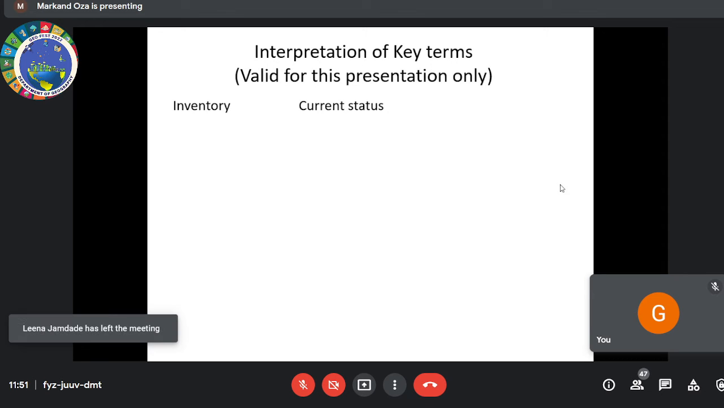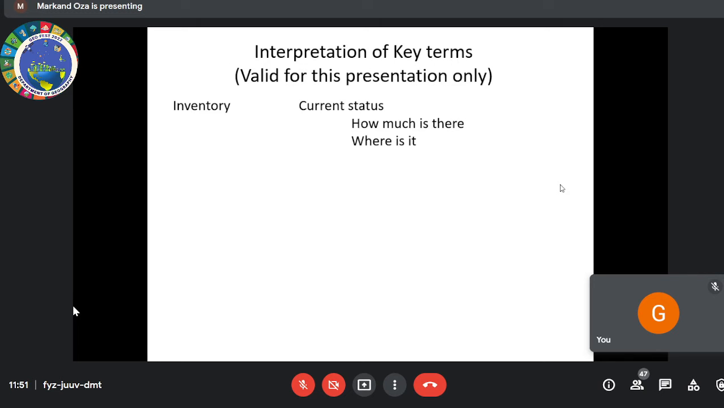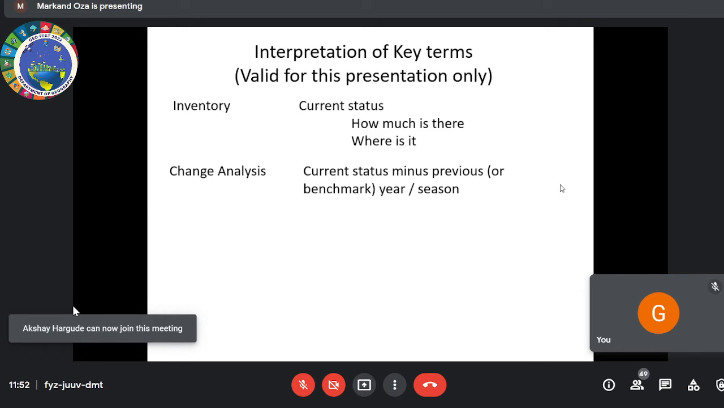When I say inventory, that means what is the current status. For example, I say inventory of crop means what is the status of crop as on today. Basically, it would mean how much crop is there and where it is. That means it will tell, now this is Rabi season, so wheat, how much is there in Punjab, how much is in Gujarat, how much is in Maharashtra, how much is in UP. So basically, inventory means single date or single season analysis and thematic information derived from this.